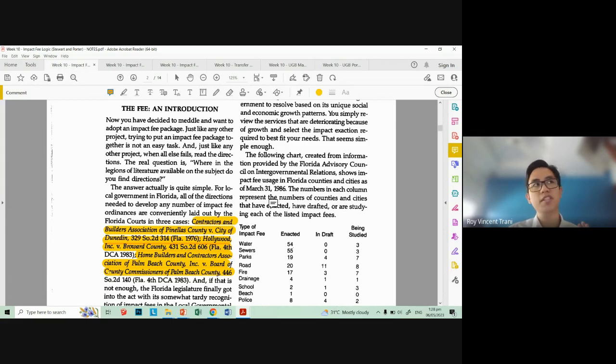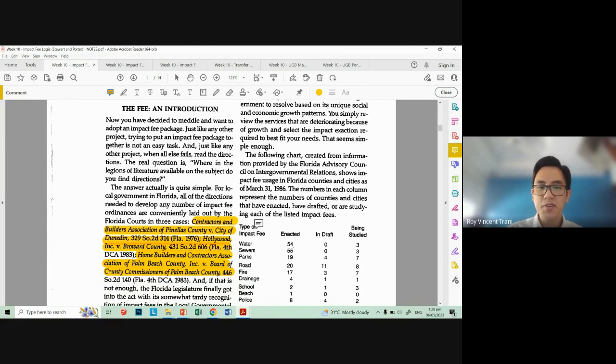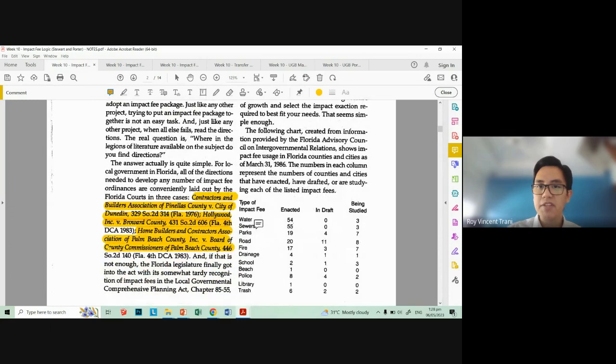But what is the funding scheme or the payment scheme for that infrastructure? I don't know. But at least in the US, impact fees are already legal and popular, and they have a lot of legal validity. So other examples of court cases that validate impact fees: you have Contractors and Builders Association of Pinellas County versus the City of Dunedin. This was a court case in 1976.